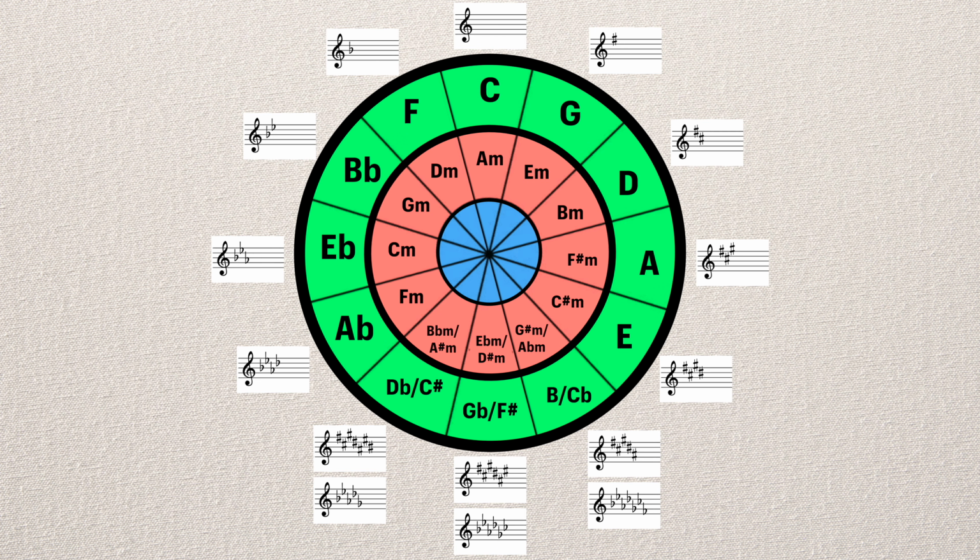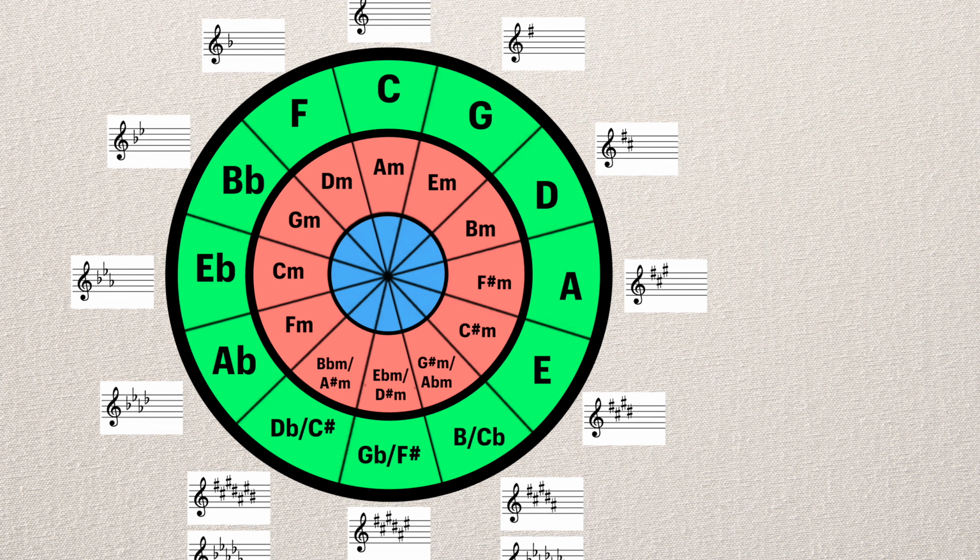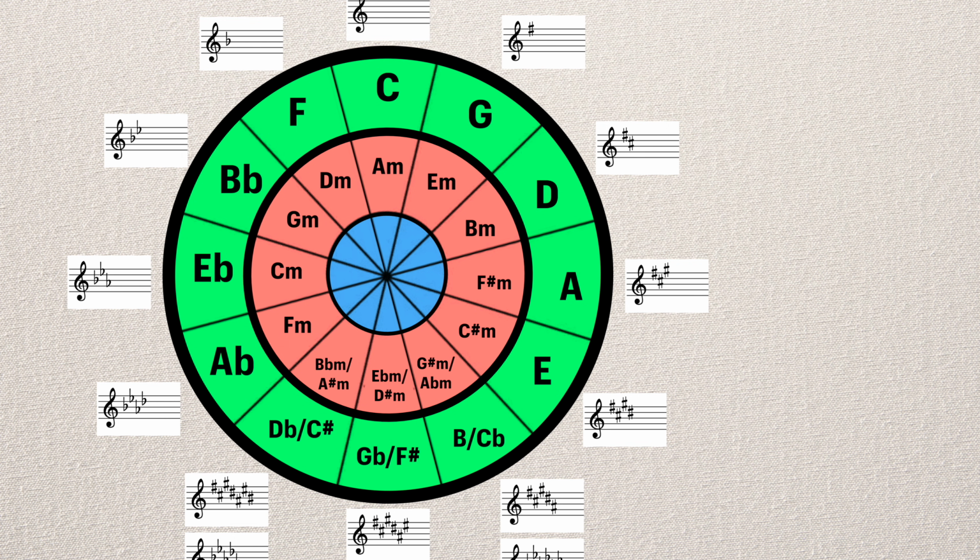Anyways, the circle of fifths organizes all of the major keys by an ascending amount of sharps or flats. If you look at the right side of the circle, with every note that goes around, you add 1 sharp until you max out at 7 sharps, with the key of C sharp major.